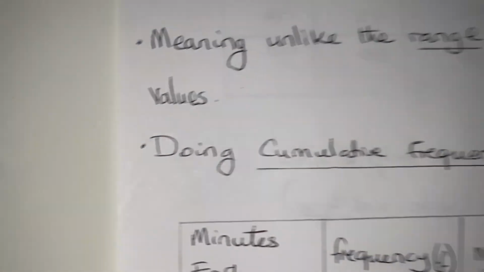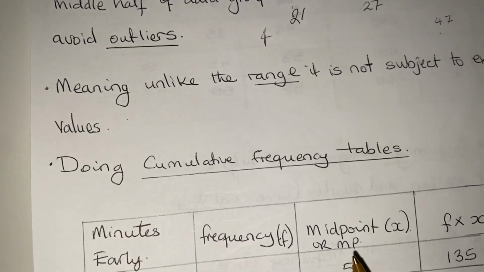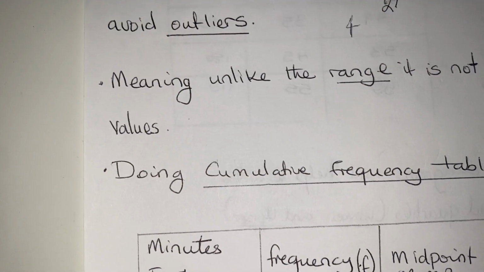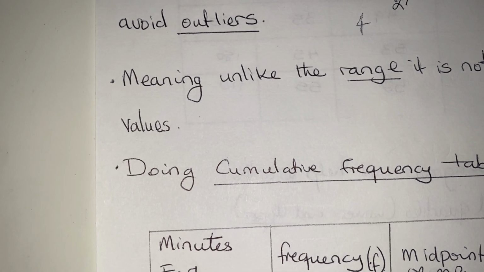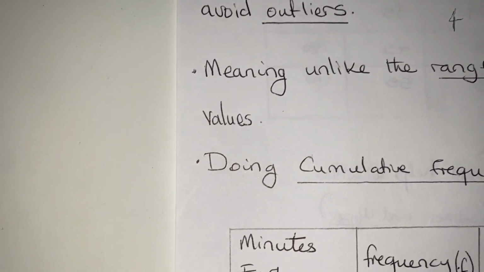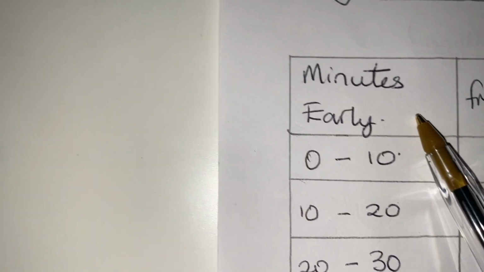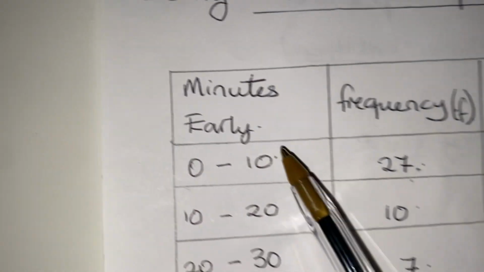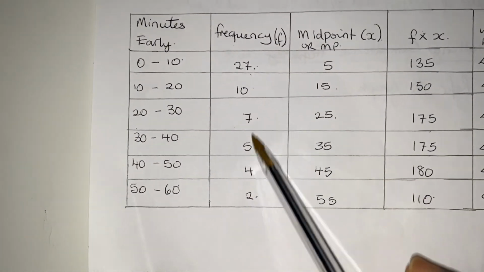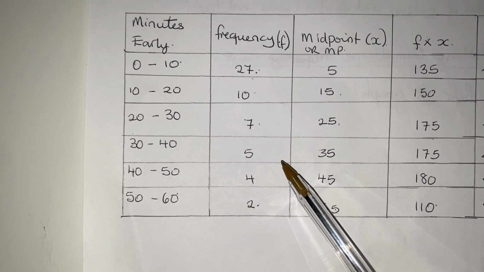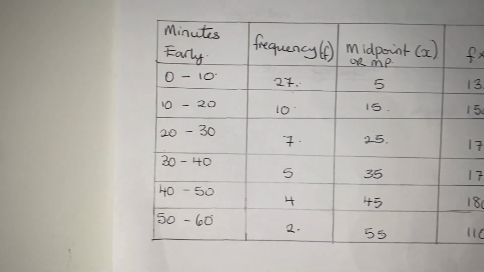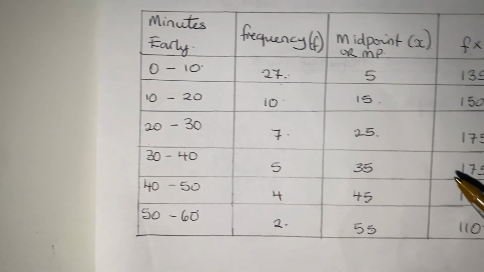Now, before you can plot a cumulative frequency curve, you have to create a cumulative frequency table. Normally they'll give you this part here, these two columns. So depending on what they're asking you to do, then you have to go ahead.